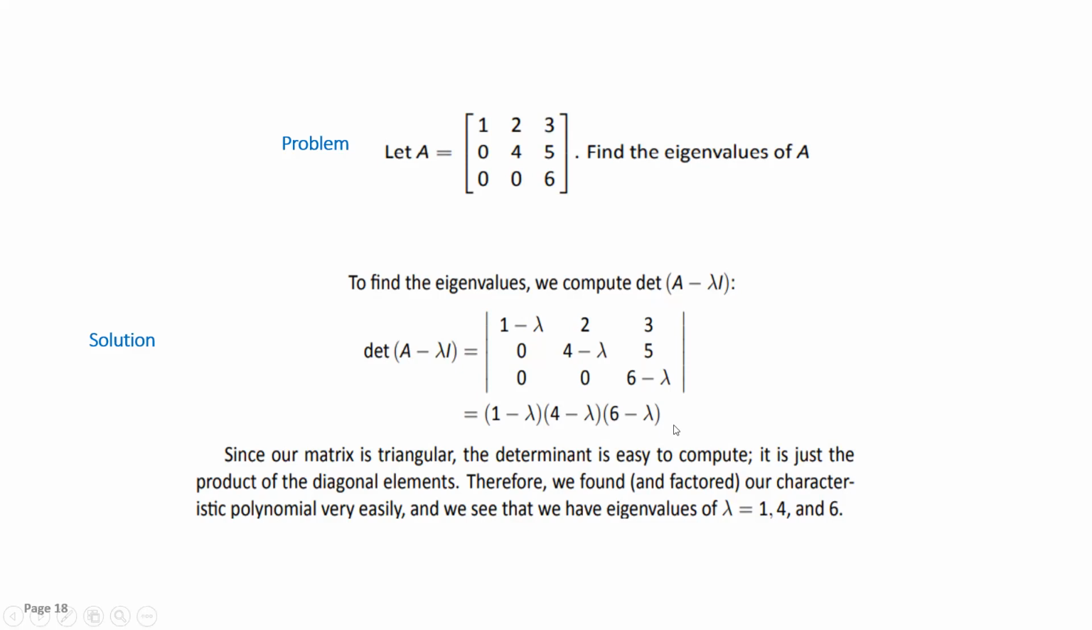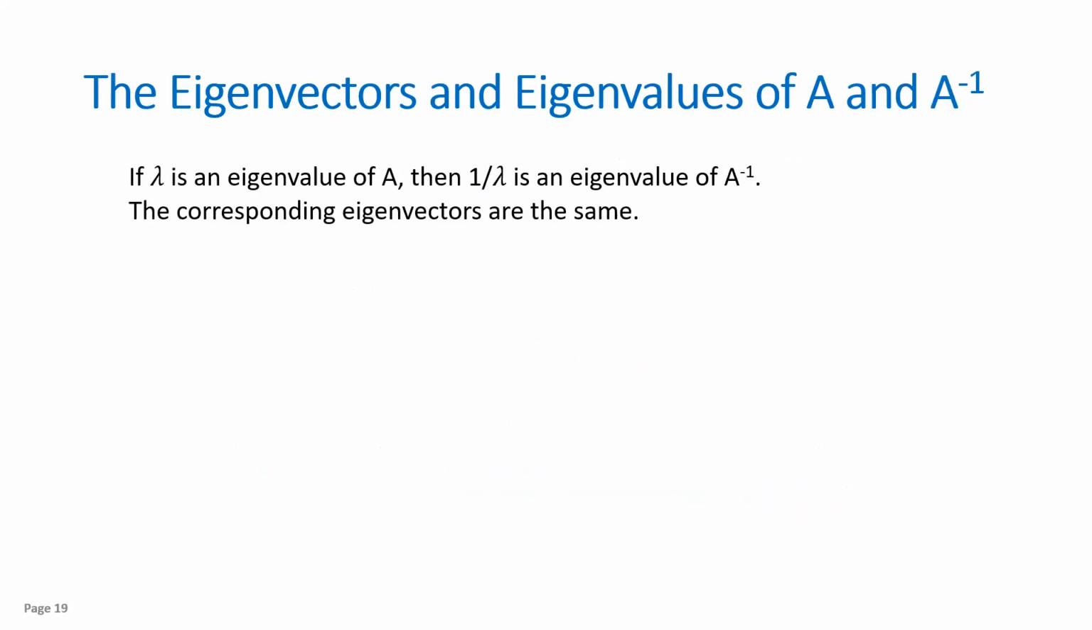So from this equation we get a third degree equation where we can directly get lambda equal to 1, lambda equal to 4, and lambda equal to 6. That is one of the properties of eigenvalues and eigenvectors with upper or lower triangular matrices. If a triangular matrix is there, then the product of the diagonal elements is the characteristic polynomial. Next, the eigenvectors and eigenvalues of A and A inverse.